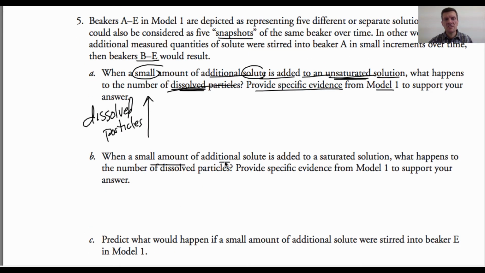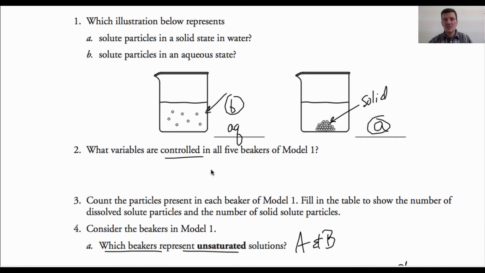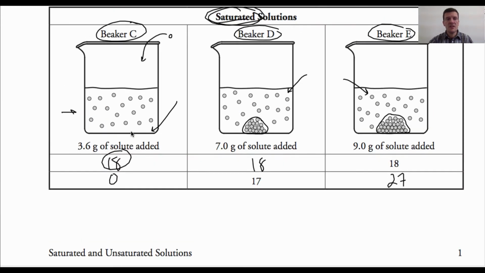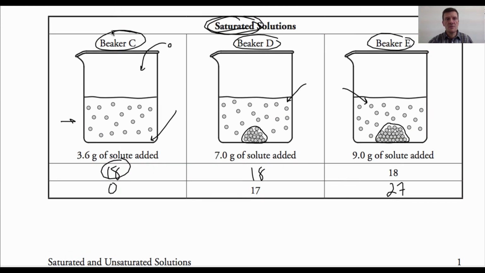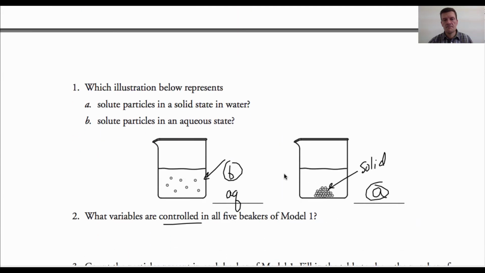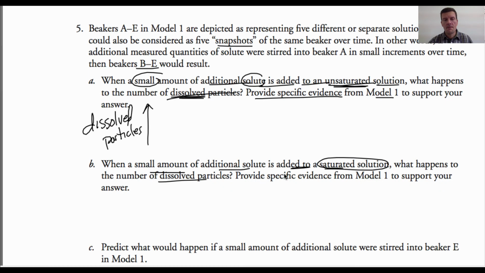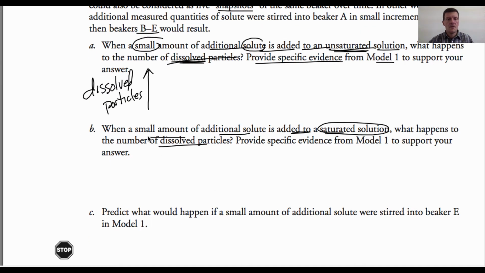When a small amount of additional solute is added to a saturated solution, what happens to the number of dissolved particles? That will not change. Once it's saturated, once you reach beaker C here and it's saturated, the number of dissolved particles is never going to go past 18. No change.